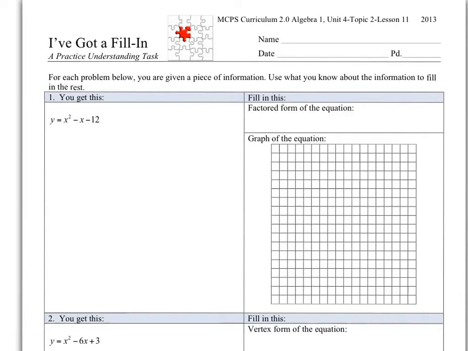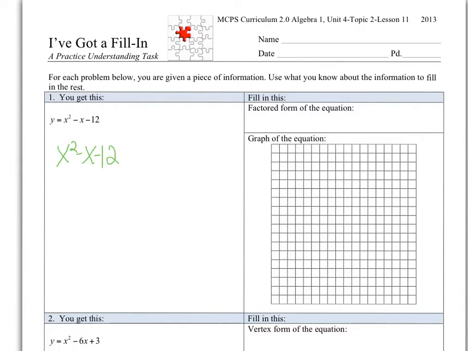Let's start with number 1 of the "I've got to fill in" activity. What we're given is y equals x squared minus x minus 12. This is in standard form, so we know that we have ax squared where a is 1, bx where b is negative 1, and c where c is negative 12. They're asking us to put it in factored form and graph the equation. So to put this into factored form, all we have to do is factor x squared minus x minus 12.